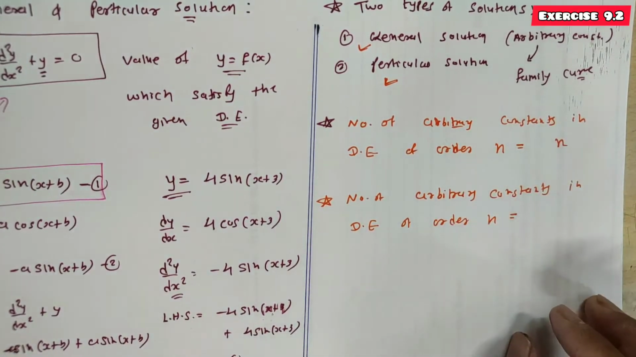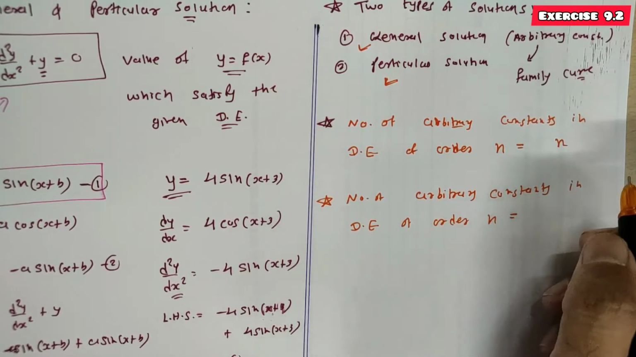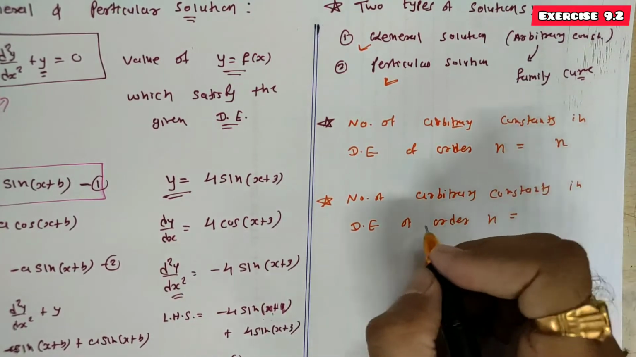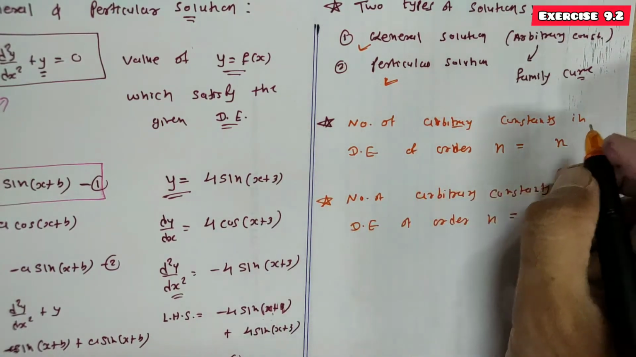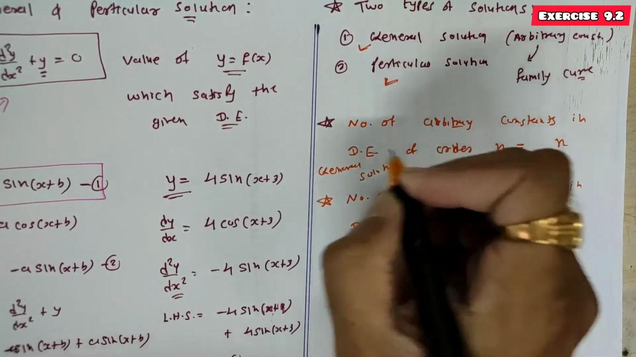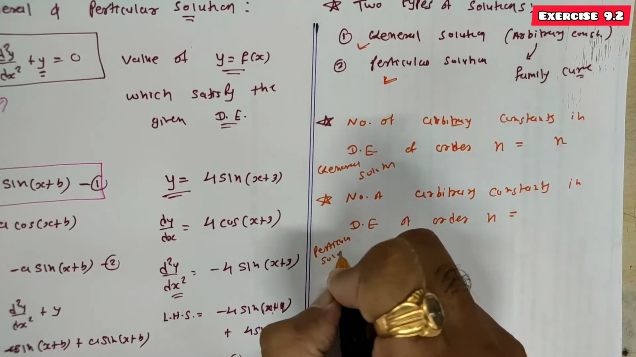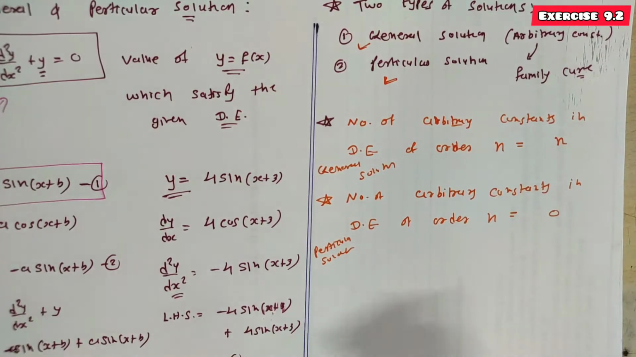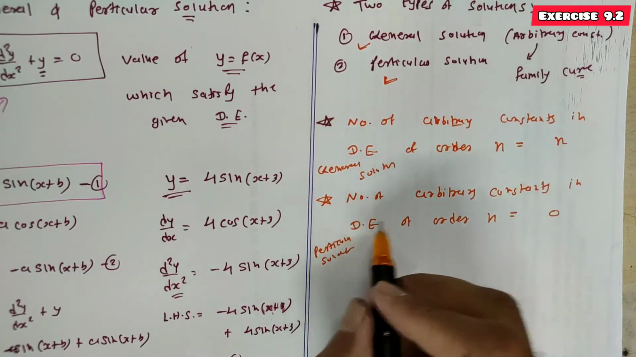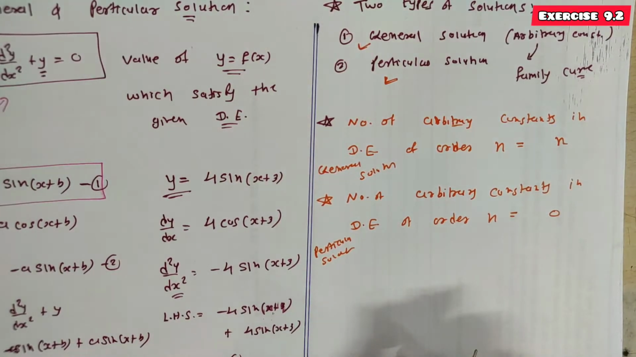Take a differential equation of any order. The number of arbitrary constants in the general solution of a differential equation is equal to the order of the differential equation, and the number of arbitrary constants in the particular solution of a differential equation will always be 0. Clear?